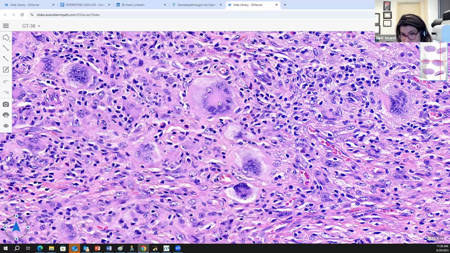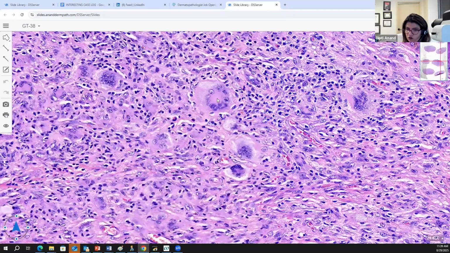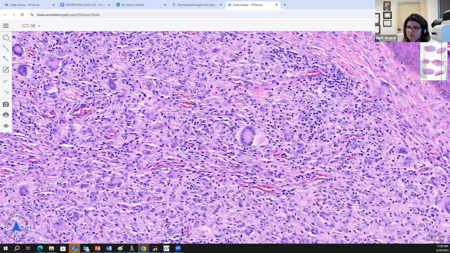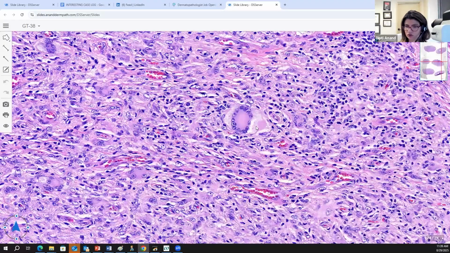Now remember that Touton giant cells are not specific for xanthogranuloma. You can see them in a dermatofibroma, and you can see them in a xanthoma. So they're not diagnostic of a JXG, but in the setting of this lesion, seeing the Touton giant cells makes it an easy diagnosis of a xanthogranuloma. It's a beautiful Touton giant cell.